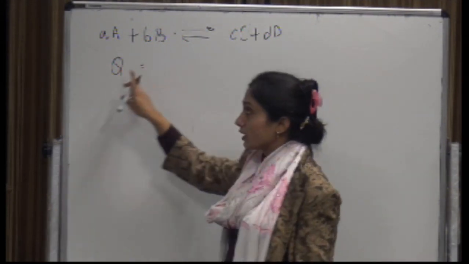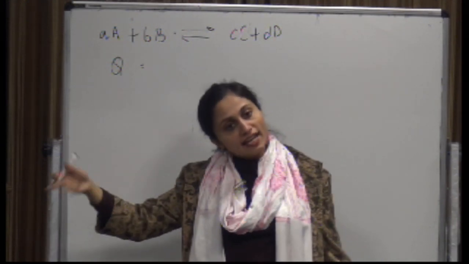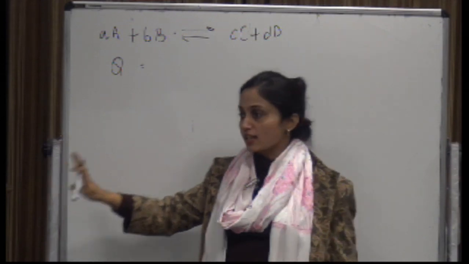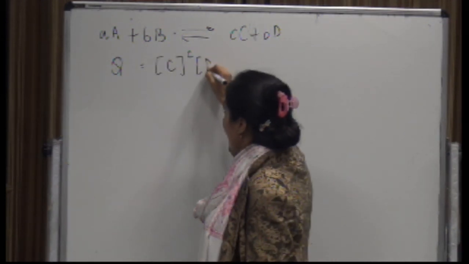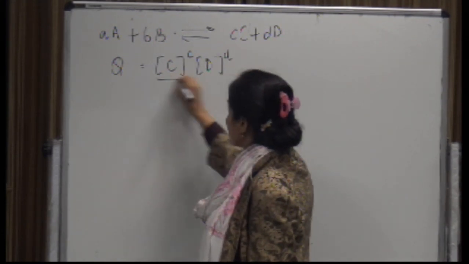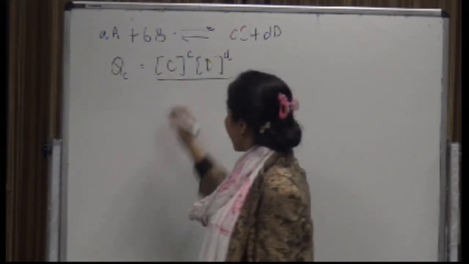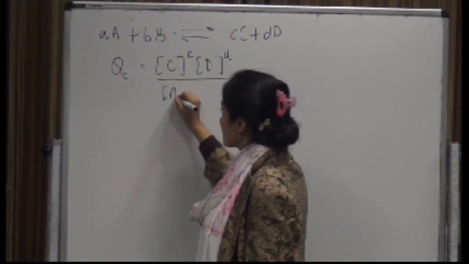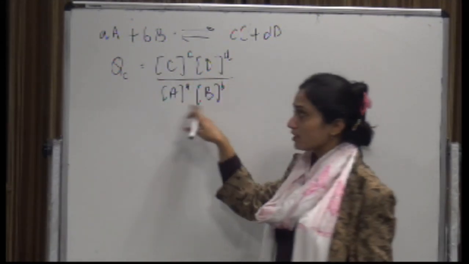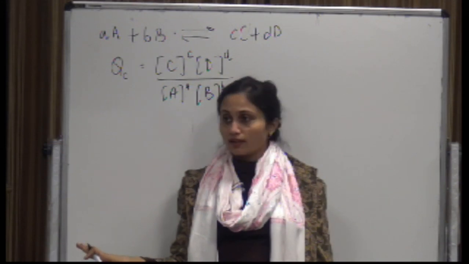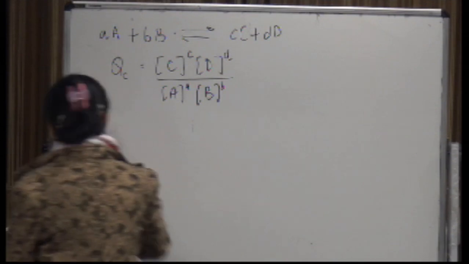But when you are talking about the reaction quotient, then you are talking about the concentration at any stage. So here in this case, again according to the law of mass action, I can write down my Q in terms of concentration, so you call it Qc or Q, as C to the power c, D to the power d. This you can easily understand. But now what is the difference? These concentrations can be of any state. So now in this case we'll see three cases.